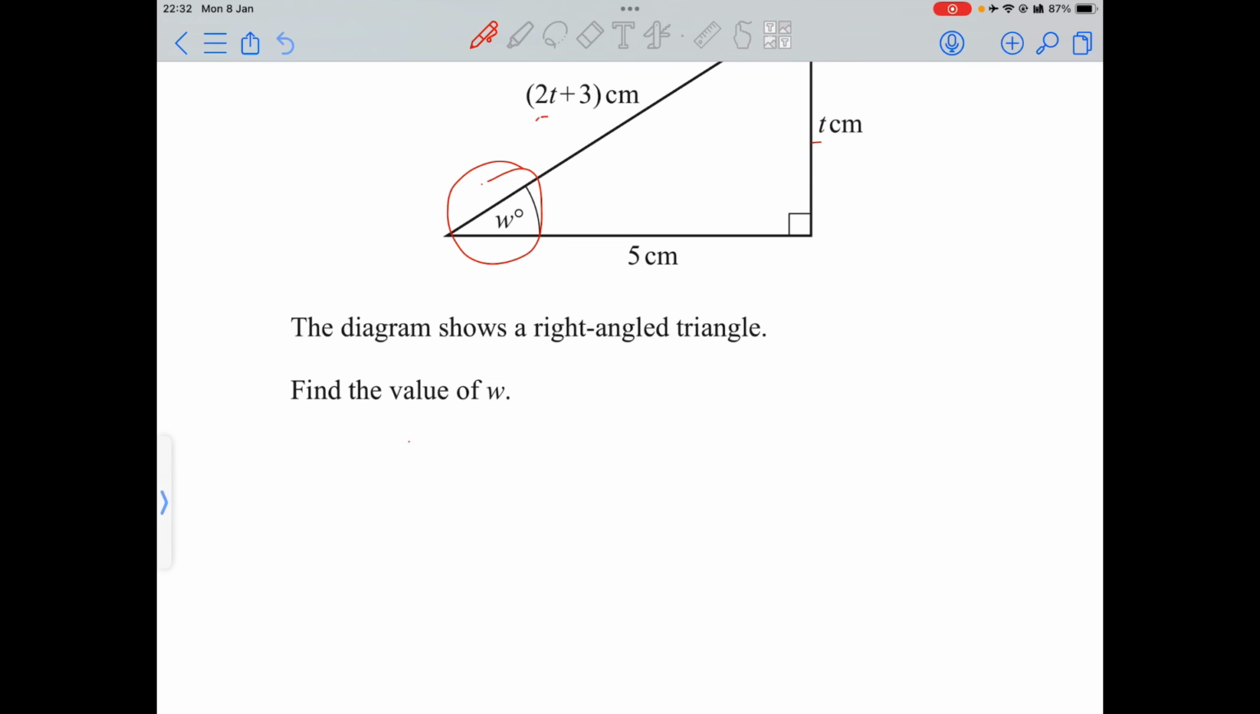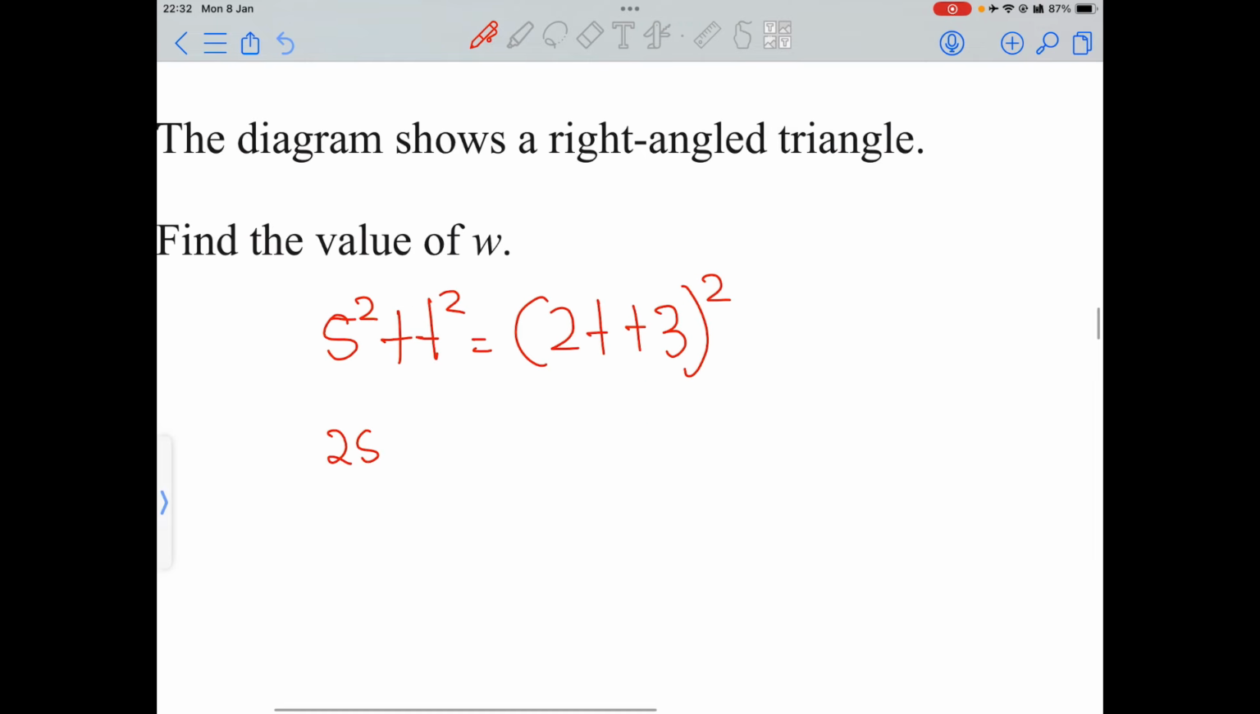Take a simple fact: 5 squared plus t squared is equal to (2t plus 3) squared in this right angle triangle, applying the Pythagorean theorem. So 5 squared is 25 plus t squared. Now anything squared basically means a squared plus 2ab plus b squared, so this will give me 4t squared plus 12t plus 9.